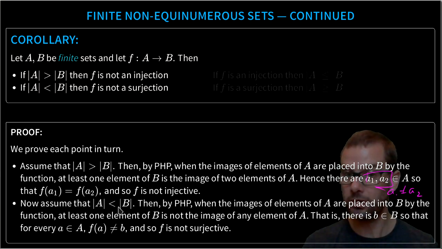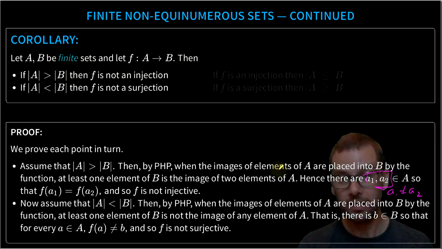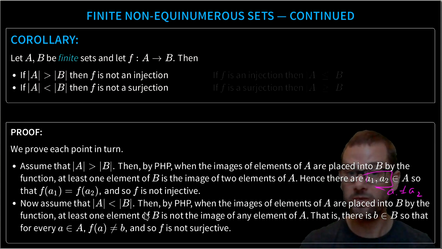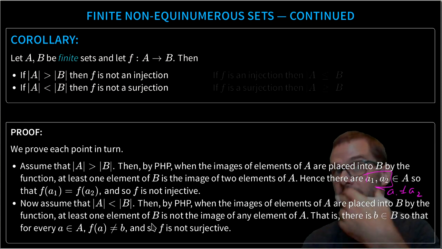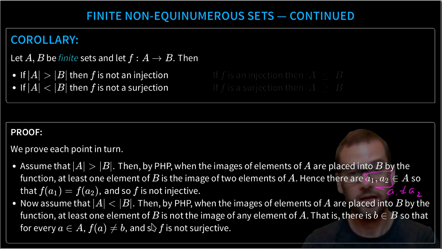If A is smaller than B, then by the pigeonhole principle, when I take things here from A and put them in B, at least one of the elements of B is not the image of anything in A. And so there's some b in B so that no a maps to it. And so f is not surjective.